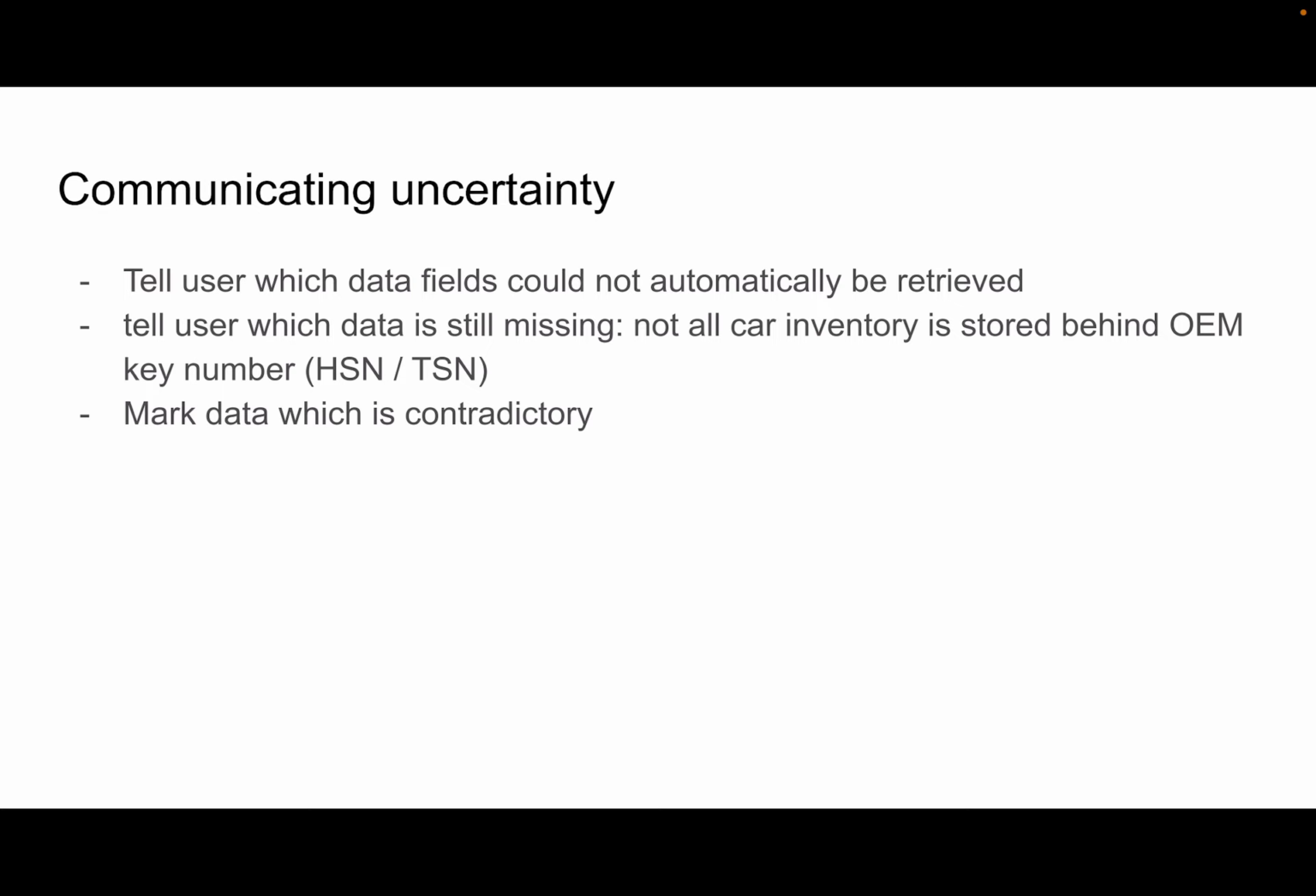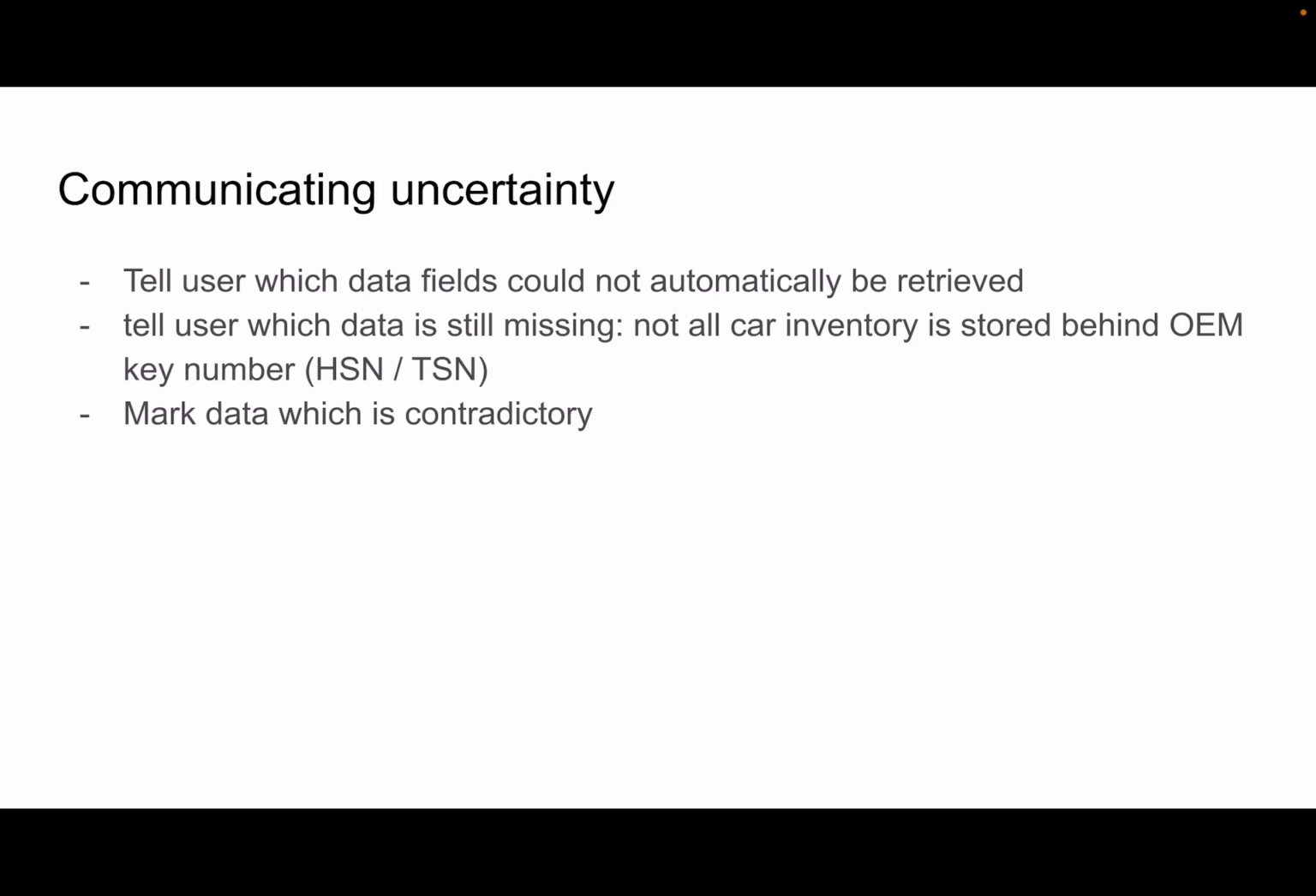Communicating uncertainty. Sometimes, as I said in the previous project, the car documents might be really wrecked because they are being taken to a lot of different places. They might be transported in the back of their pockets. They might land up in the washing machine from time to time. So some data may not be able to be retrieved automatically. So the system tells the user specifically which data could not be automatically retrieved.